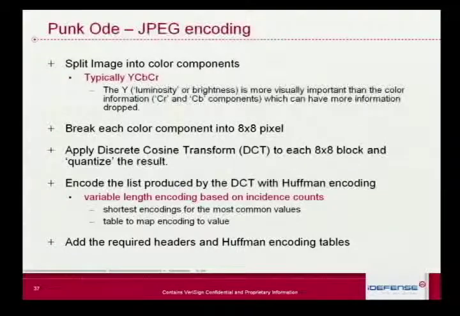So basically, after you've broken them apart into the color components, you break each of those images into a series of 8x8 pixel blocks. Then, on each of those blocks, you apply what's called the discrete cosine transform, and then you do what's called quantizing the results. And you end up with a list, which is then Huffman encoded, which gives you some of the compression that JPEG does. Then you add the required headers and the Huffman encoding tables, and you've got your JPEG.